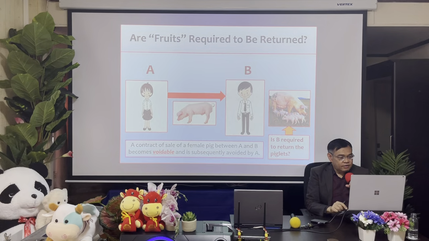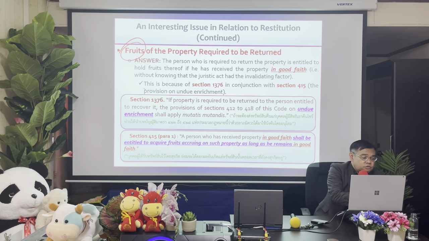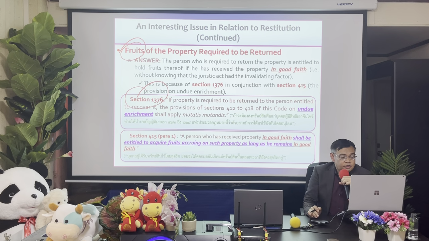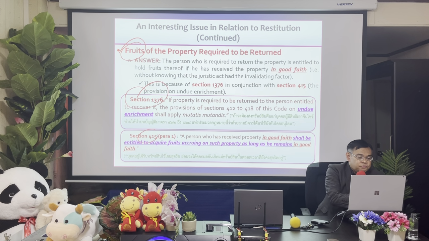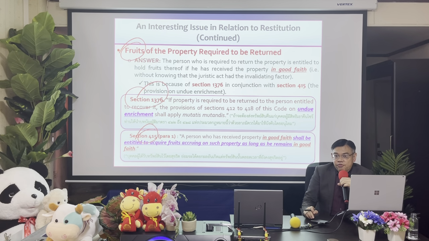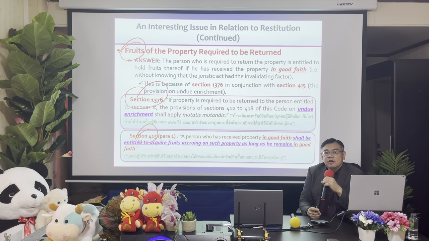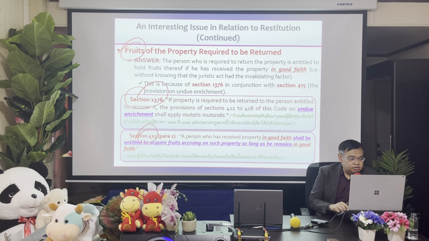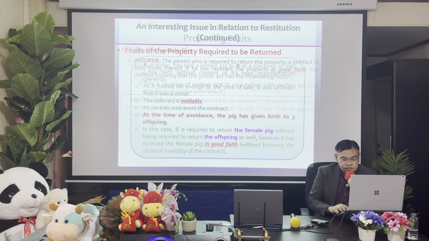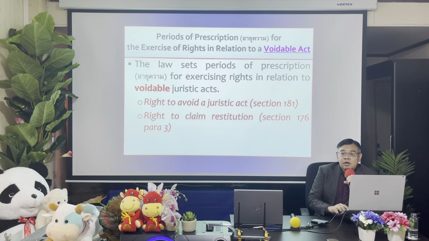And we have seen that in this case, section 176 in conjunction with section 415 leads to the consequence that if a person who is required by law to return the property remains in good faith, then that person is entitled by law to hold the fruits accruing on that property without having to return them as well. So that is what we have seen before the break.